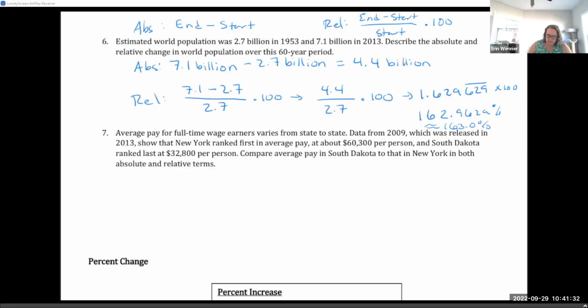So to give you a hint, treat South Dakota as the starting amount. Because we're comparing the New York to the South Dakota pay, and therefore the South Dakota pay is going to be our reference value, and therefore it's going to be our starting value. So again, I want to know the absolute change and then the relative change.